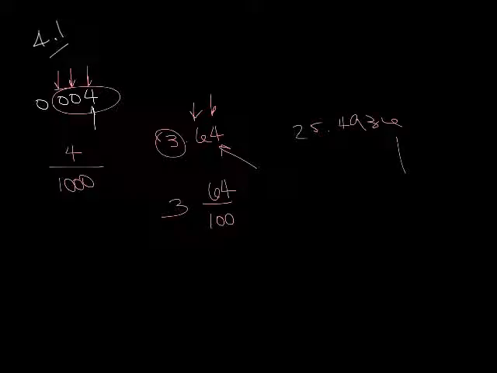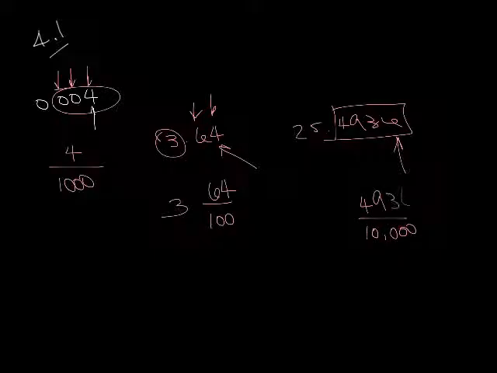25.4936. So again, the place value of that is in the 10,000ths place, so I write 10,000. I put this number above it, everything to the right of the decimal, and this number to the left I just put out in front, and I'm done. So really not too difficult to do.